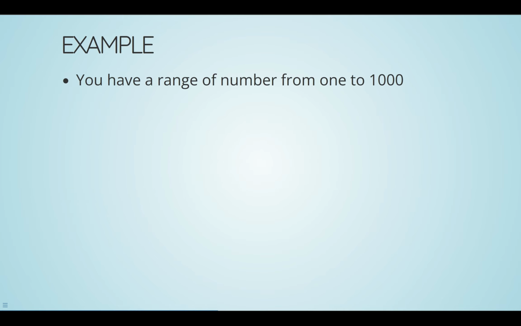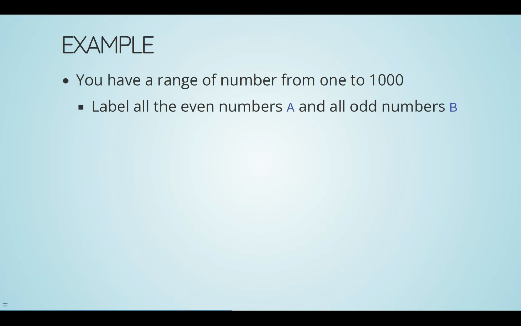An example of this is, given a range of numbers from 1 to 1000, you've been instructed to label all the even numbers with the alphabet A and all the odd numbers with the alphabet B. In short, in this scenario, you have two tasks to do. The first one is to label numbers according to a given condition. Then the second one is to repeat that condition for numbers from 1 to 1000.